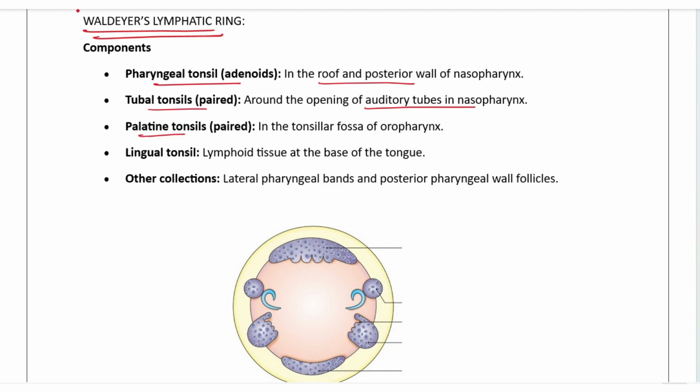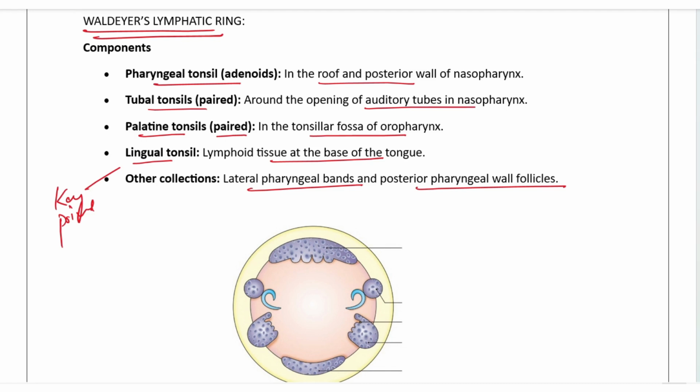Then we have the palatine tonsils. They are also paired. They are present in the tonsillar fossa of the oropharynx. Then we have the lingual tonsil, lymphoid tissue at the base of the tongue. Now this is again optional, it's like a key point. We have lateral pharyngeal bands and posterior pharyngeal wall follicles.